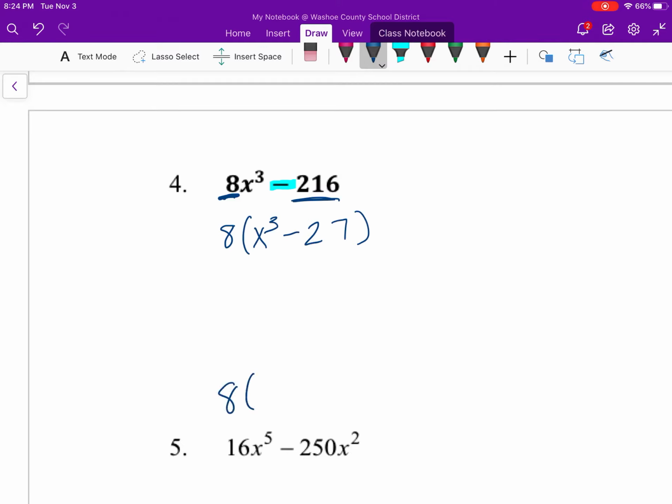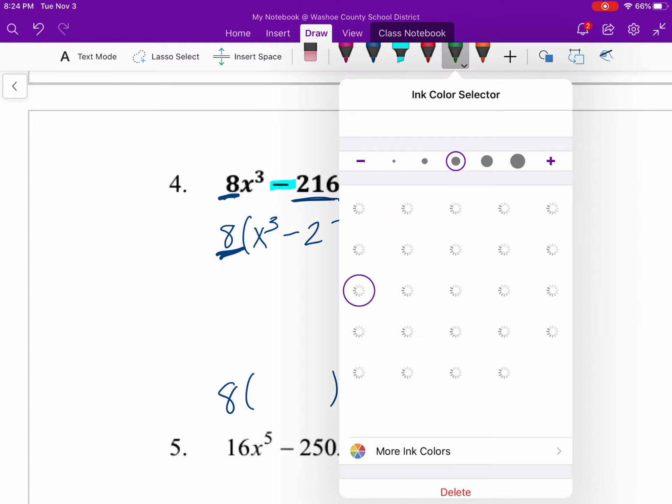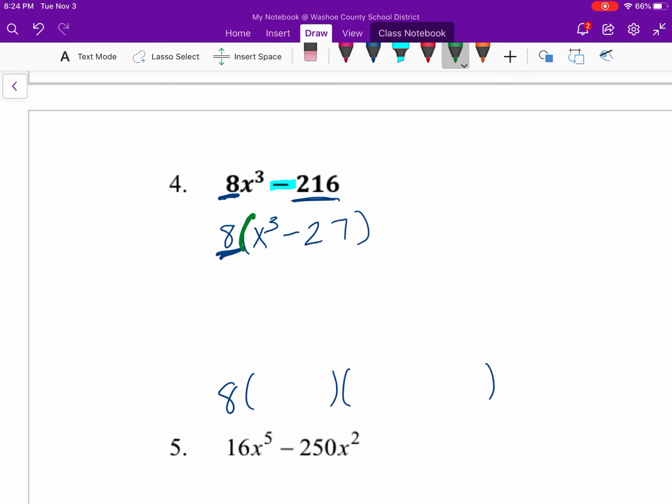This 8 is going to be part of my final answer once I figure out my factors, because I factored it out. I'm done with it. So now I can focus on just what's inside my parentheses. Inside my parentheses, I have x cubed minus 27. So my A is x, and my B is, oh, not 27. What cubed would give me 27? So if you go through, or you can use your calculator again, you're doing the cube root of 27. That's going to give me a 3, okay?